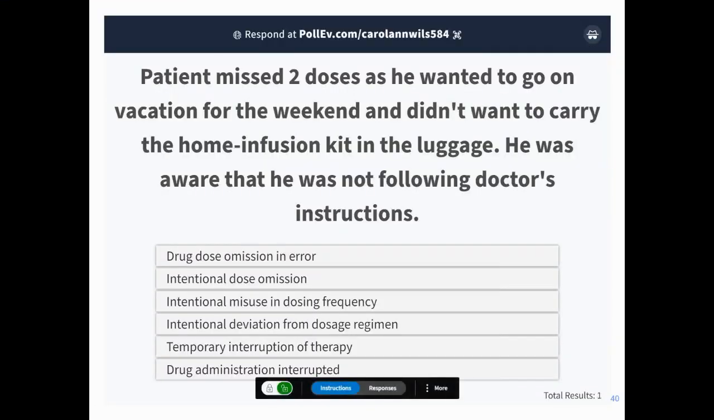So what would you do with this one here? Patient missed 2 doses as he wanted to go on vacation for the weekend and didn't want to carry the home infusion kit in his luggage. He was aware that he was not following doctor's instructions. Is it a drug dose omission in error, an intentional dose omission, intentional misuse in dosing frequency, intentional deviation from dosage regimen, temporary interruption of therapy, or is it a drug administration interrupted? What is it? Which LLT would you select?